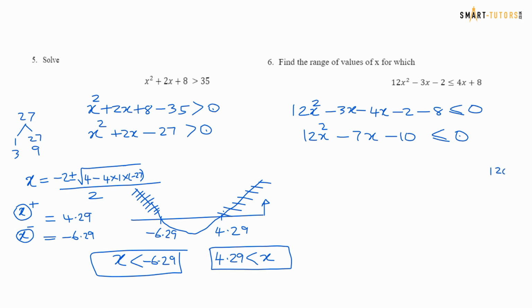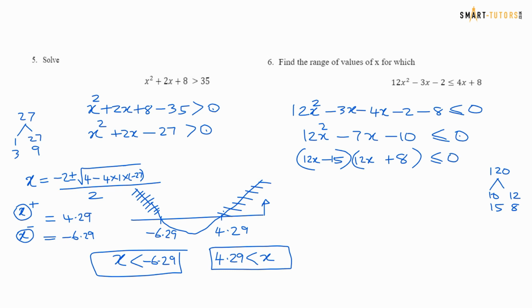12 times 10 is 120. I know 10 times 12 is 120. 12 take away 10 is 2. It's not coming. 15 times 8. Yeah, 15 times 8 is 120. And 15 take away 8 is 7. Yes. So 2 brackets are possible. So 12x here, 12x here, and minus 15 plus 8 less than or equal to 0.